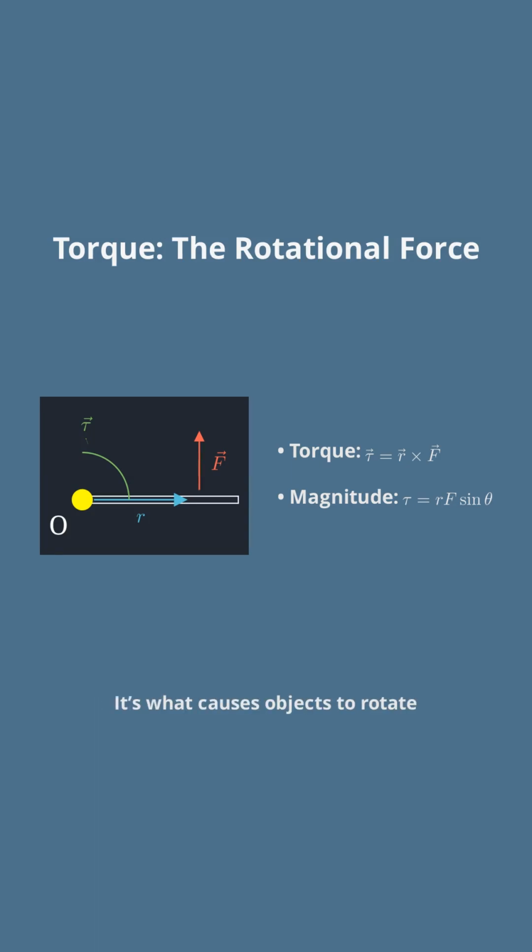It's what causes objects to rotate. Torque depends not just on the magnitude of the force but also on where and how it's applied. The formula for torque is tau equals r times F, where r is the position vector from the axis to the point of force application and F is the force. The direction of torque is given by the right-hand rule.